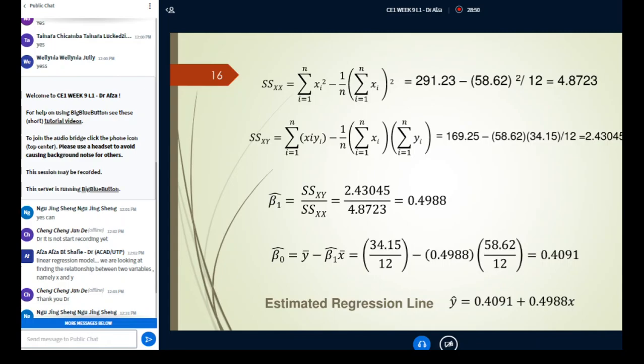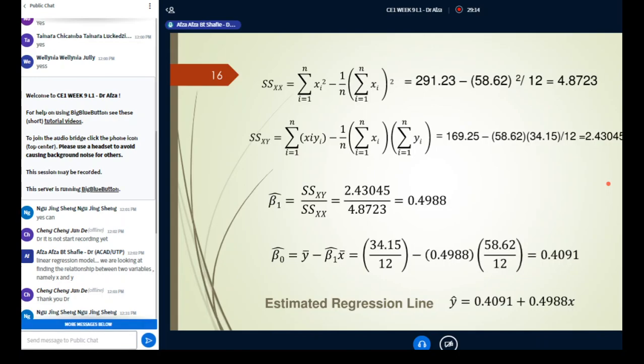So this is what we do. Okay, so to estimate the beta 1 hat, you can't hear me? Can you hear me now? Yeah. Okay. If it doesn't work anymore, I think you have to log in and log out.